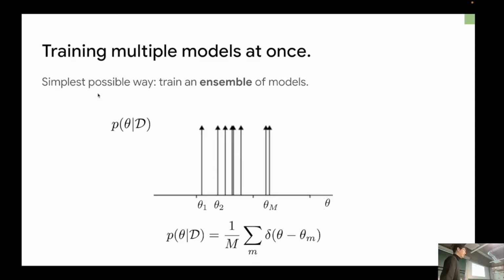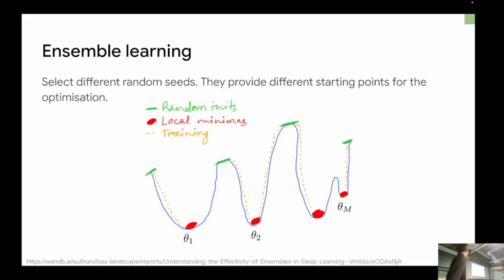Perhaps the simplest way is just to train n different models independently, which can be expressed as a sum of Diracs, like here. And we call that an ensemble. You train m different models and then average the outputs. How do you do that? You just select different random seeds for training multiple models, and you train them independently. Because the training landscape, the loss function, is highly non-convex for deep neural networks, depending on where you start, you're going to end up in a different basin of convergence, and therefore a different local minimum. That ensures that your set of models is diverse for deep neural networks.